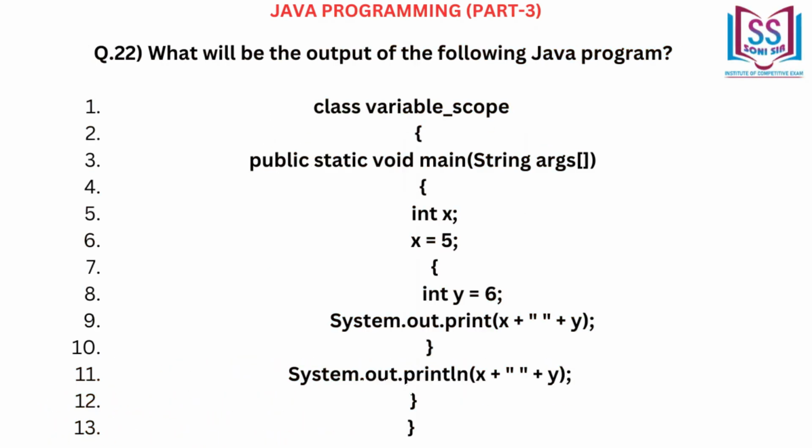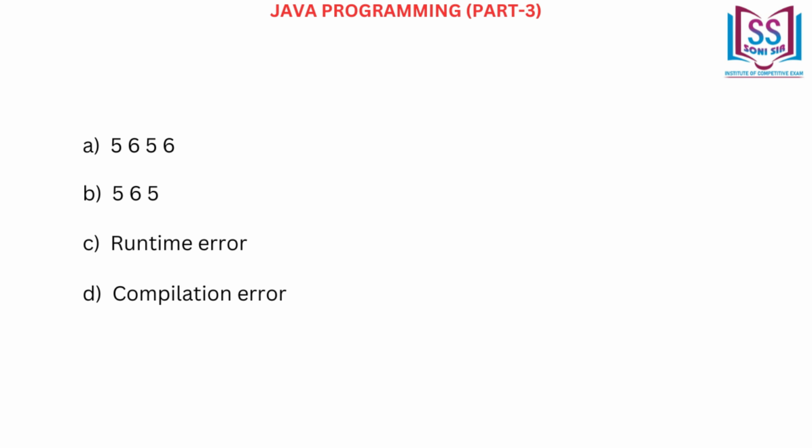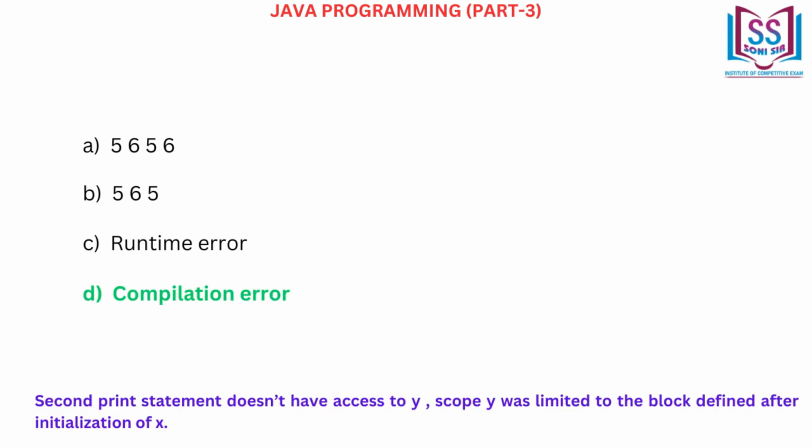What will be the output of the following Java program? A. 5656. B. 565. C. Runtime error. D. Compilation error. Correct answer D. Compilation error. Second print statement doesn't have access to y. Scope of y was limited to the block defined after initialization of x.